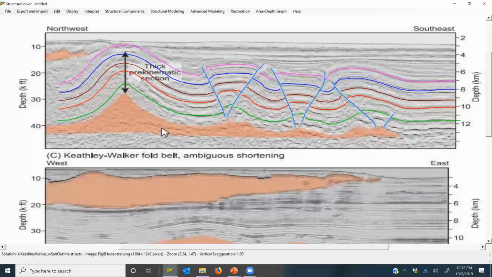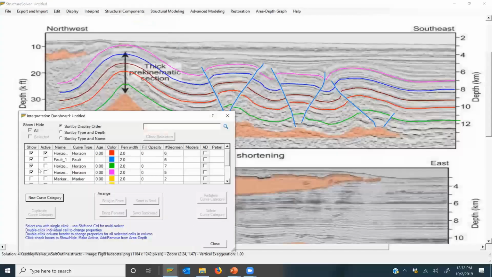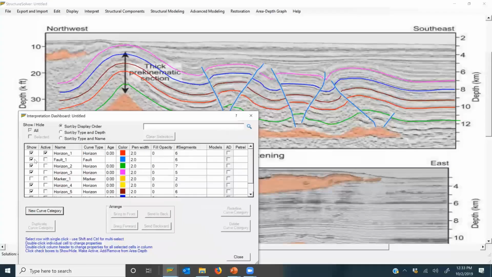So this is a Keathley example from the Keathley-Walker fold belt from a paper by Hudek. And so we've completed an interpretation based on a high quality seismic image, fairly straightforward. We also used flexural slip to continue some of these horizons off where the imaging isn't as good. So if we'll hide a few of those quickly to show you the kind of quality of the seismic data that we're working with.